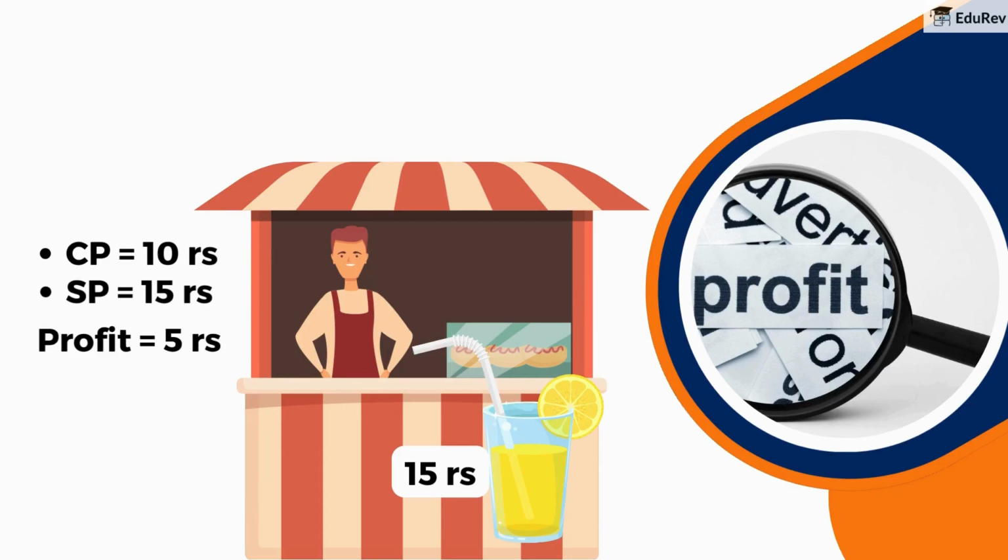Profit and loss percentage. This helps you understand how much you're gaining or losing compared to what you spent. If you made a 5 rupee profit on a 10 rupee cost, your profit percentage would be 50%. 5 divided by 10 times 100 is equal to 50%.